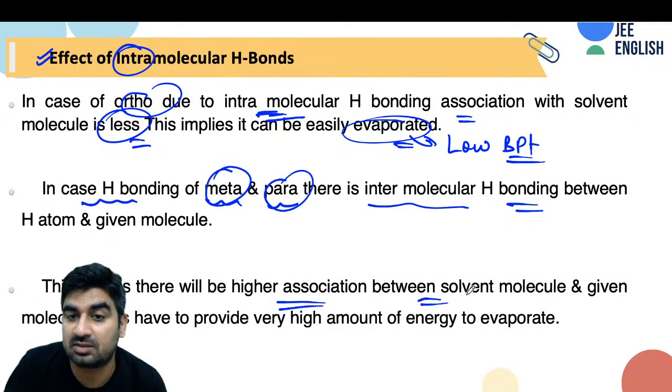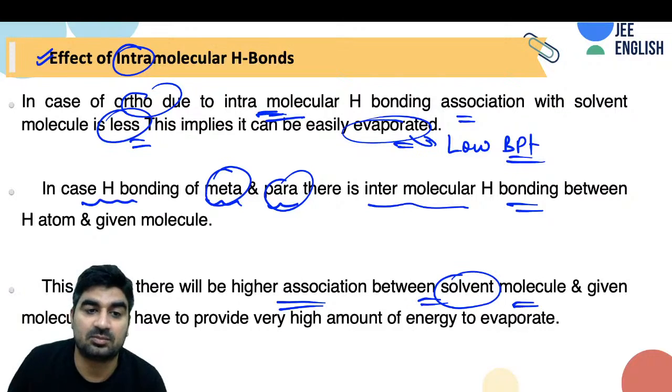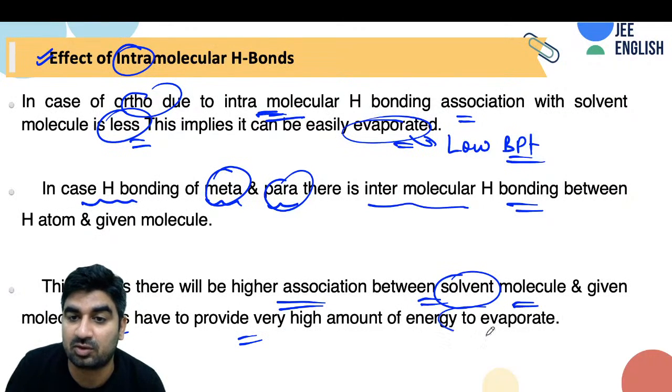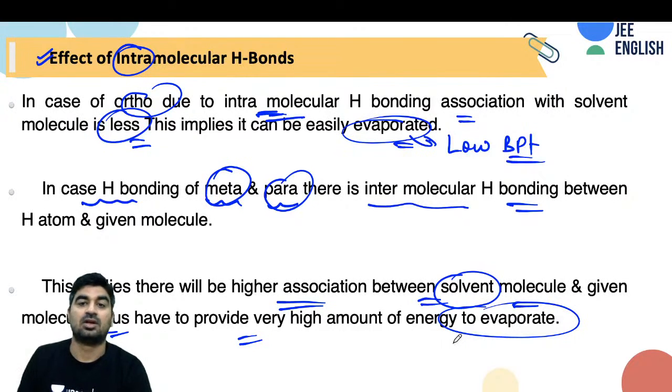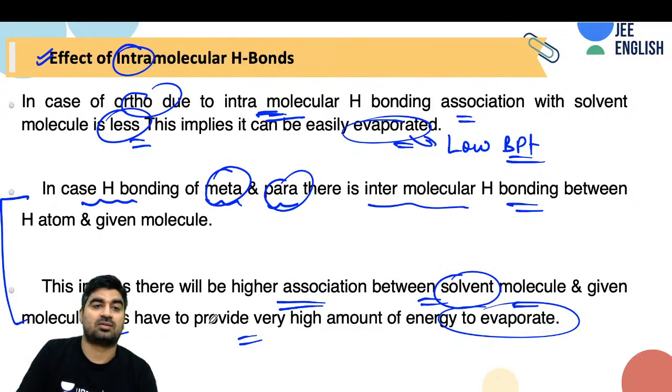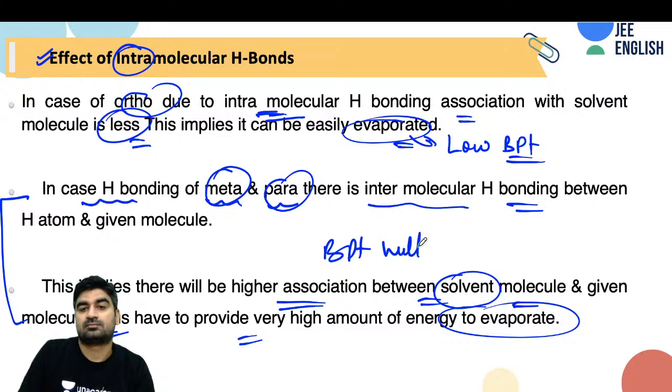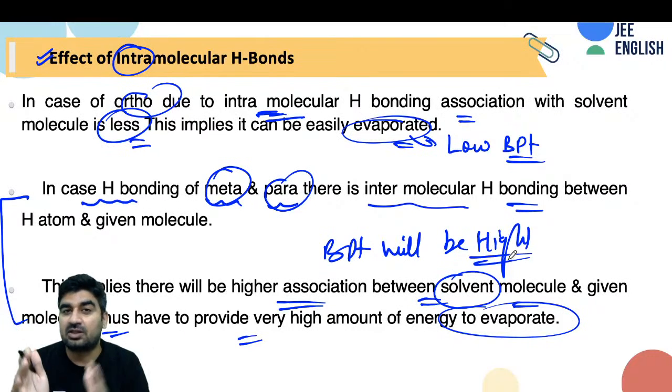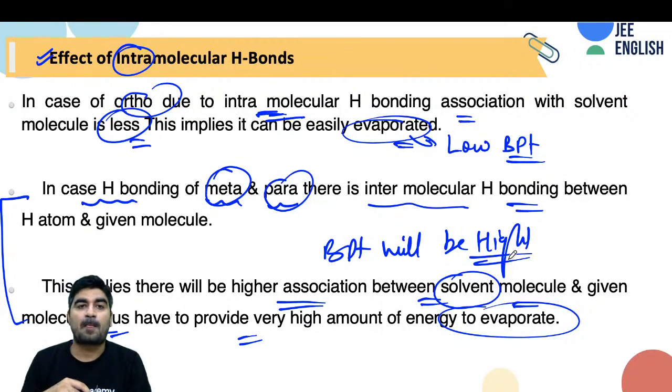There will be higher association between the solvent molecule and given molecule. Thus I have to provide very high amount of energy to evaporate. So in case of intermolecular, boiling point will be high. Why? Because they are properly associated with the solvent particles and it is very difficult to evaporate them. Got it? But in case of intramolecular bond, boiling point will be low. Why will it be low? Now you know the reason. Because they are not properly solvated. Got it?